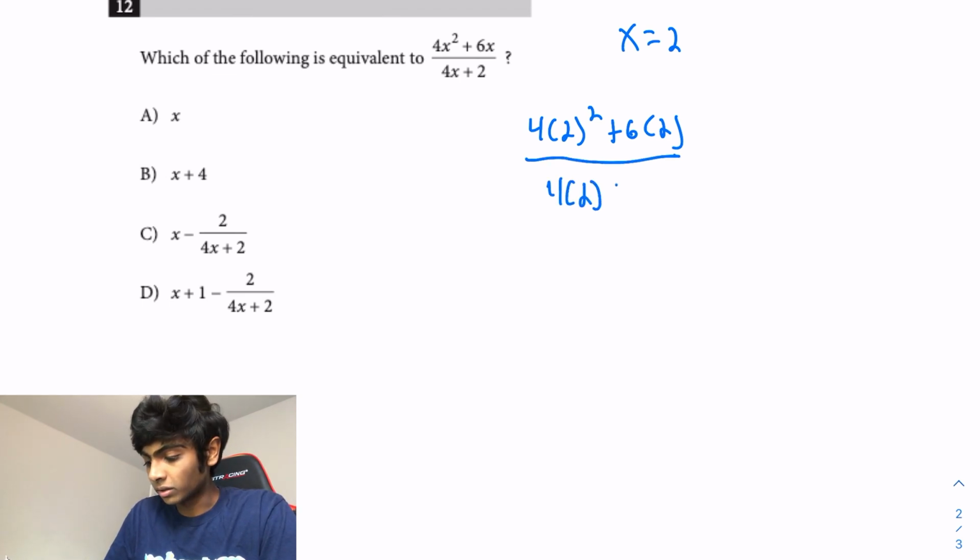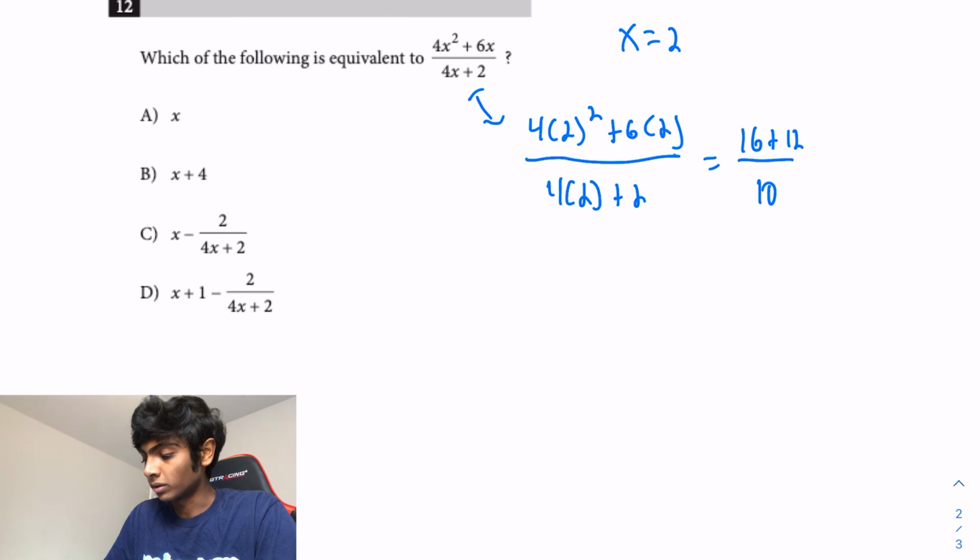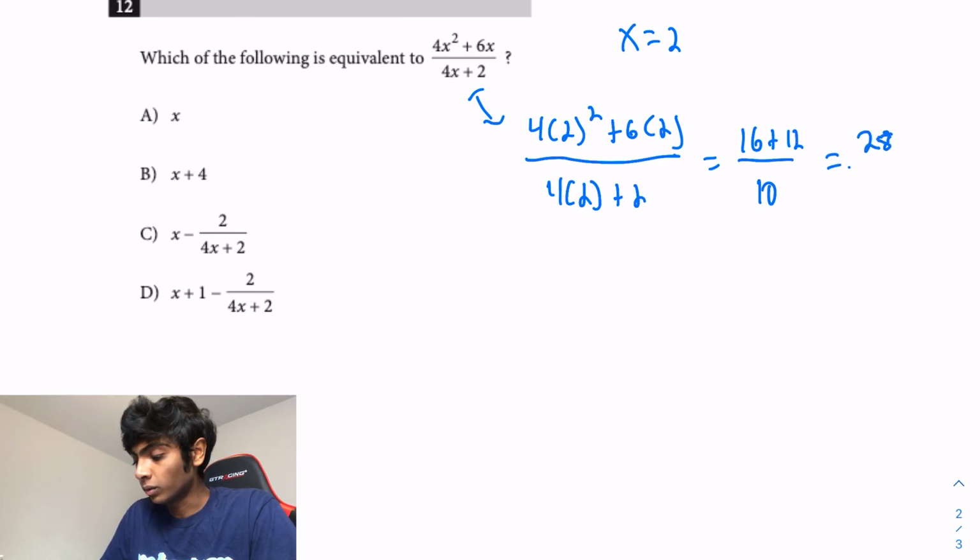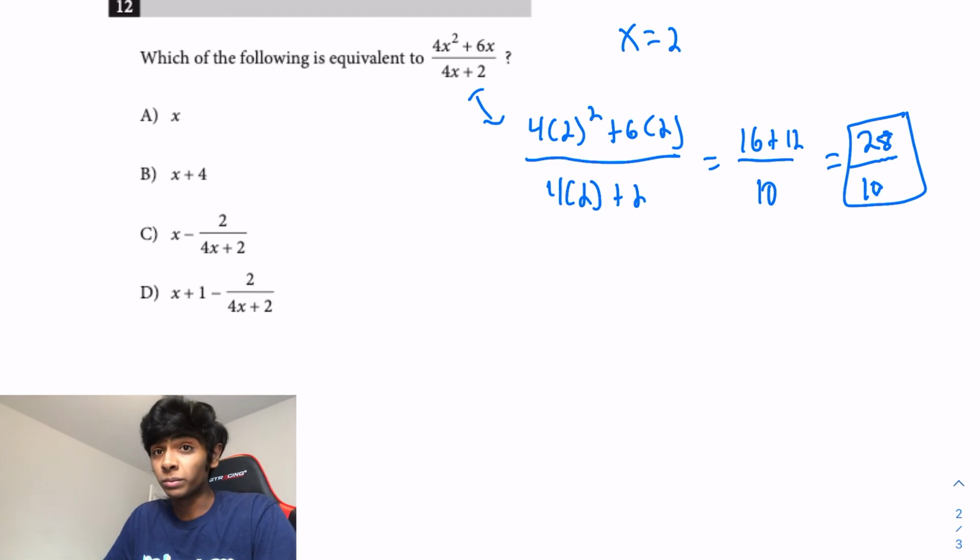and we get something like this. Now, the only thing I did here is just plug in a 2 for all the x's. Now, I'm just going to simplify this. So 2 squared is 4 times 4 is 16 plus 12 over 4 times 2, 8 plus 2 is 10. So we get 28 over 10. We can simplify this further, but for now, we'll just keep it as that.